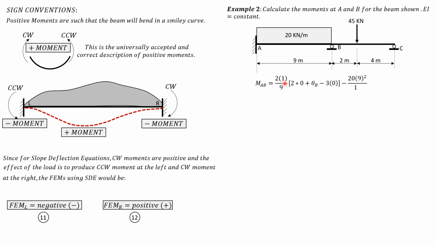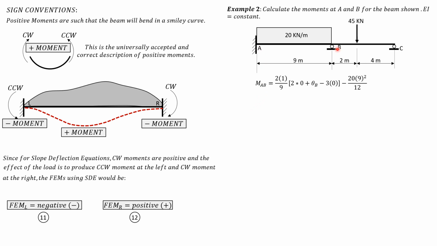We use the formula 2EI over L, quantity 2 theta near plus theta far minus 3 delta over L, plus fixed moment near, because we expect moments at A and B. So we apply twice. But for B to C, the moment at C is 0, so we apply the other formula, which is 3EI over L, quantity theta near minus delta over L, plus fixed moment near minus 1/2 fixed moment far.